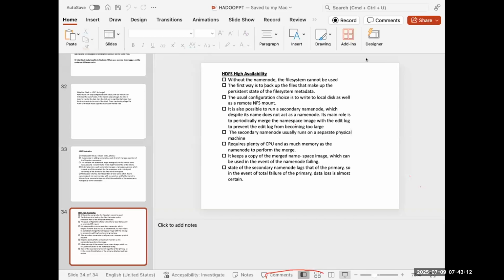I will give you the slide for HDFS 2.0. If you want, you can read it. Sure. Yeah, thank you. Let's just move to YARN.